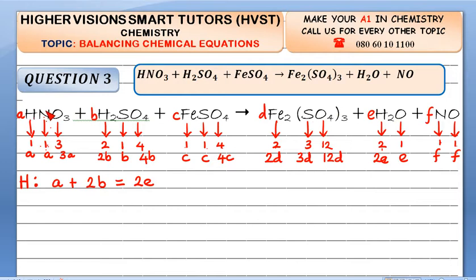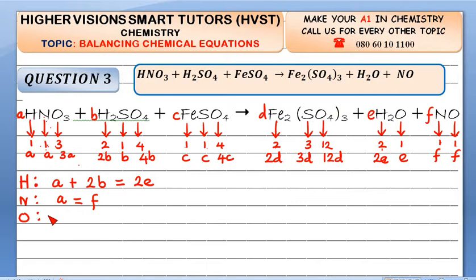I can move on to nitrogen. So let's go to nitrogen. For nitrogen over here we have what? A. No other nitrogen on the reactant side. So for the product side, that's equal to the number of nitrogen atoms, F. Let's leave nitrogen and go to oxygen.